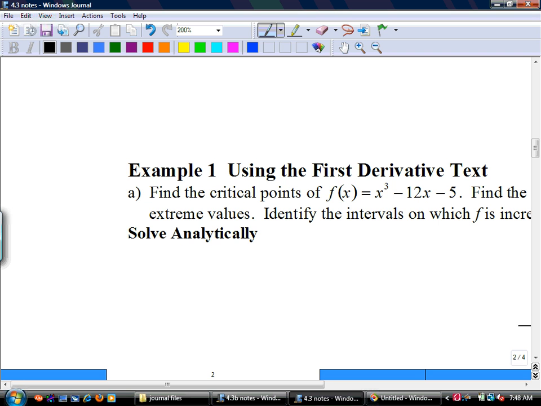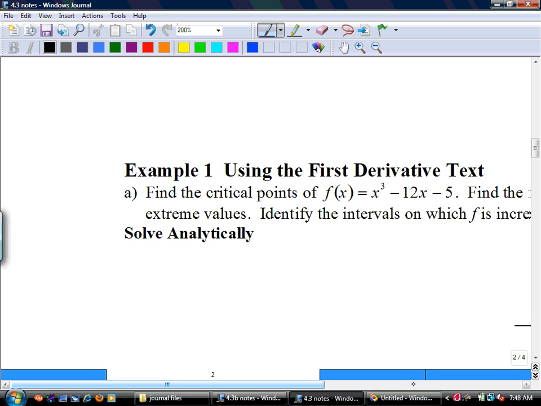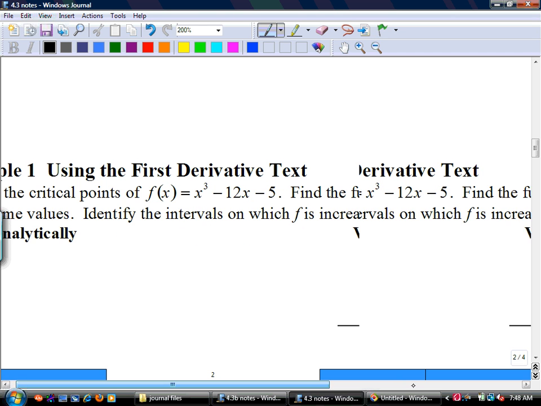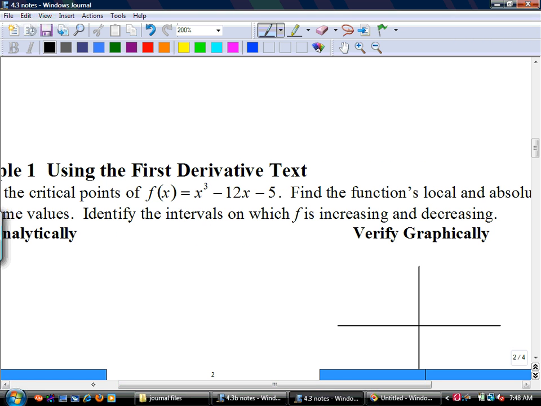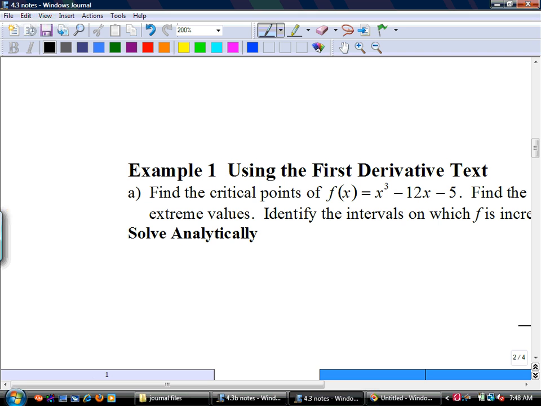So, find the critical points, find the extreme values, identify the intervals on which the function is increasing and decreasing. Okay, so first thing we need to do is identify the domain. Before you even start, you need to tell me the domain, because if the domain isn't all real numbers, the endpoints need to be considered. So x cubed minus 12x minus 5, what is the domain? X is all real numbers.